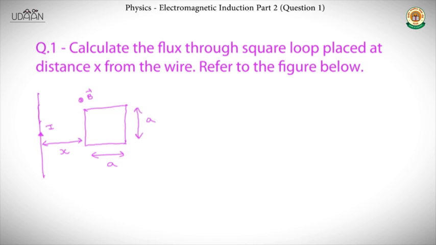It says, calculate the flux through a square loop placed at distance x from the wire, and you could refer to the figure below. The question says we are given a square loop which is at distance x from a given wire, and we have to find the flux through the square loop. So basically you see that you are given a constant area. So let's see how to proceed in this question.